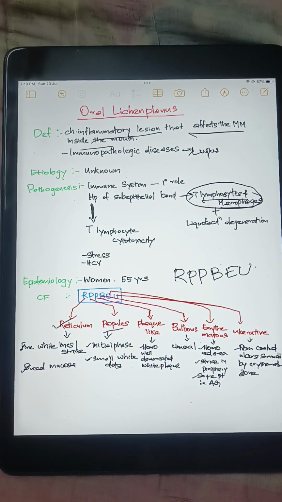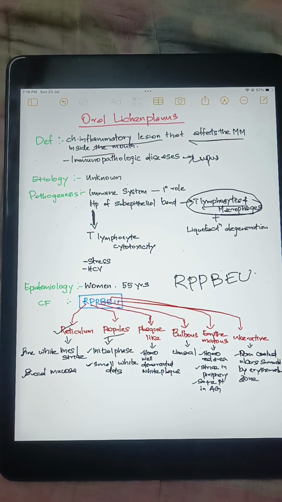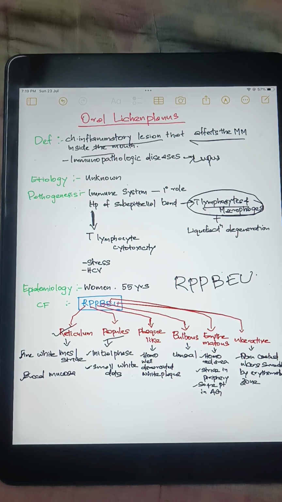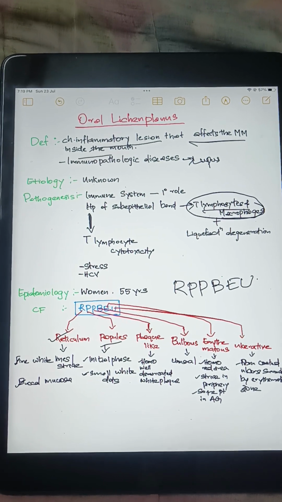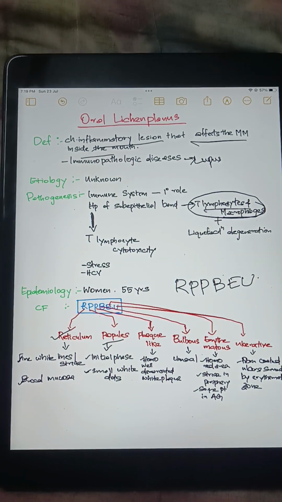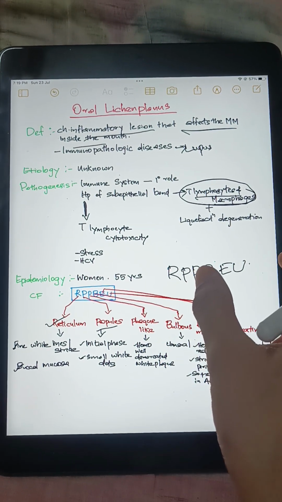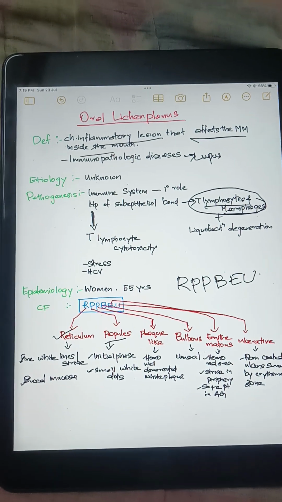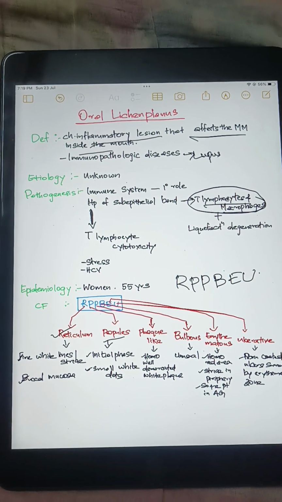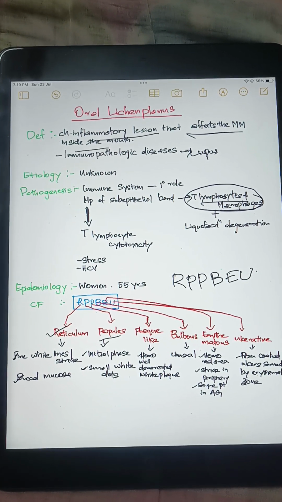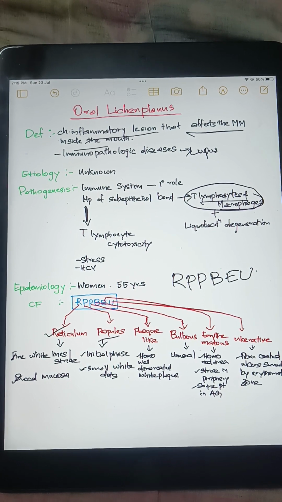This is a chronic inflammatory lesion that affects the mucous membrane inside the mouth, which comes under the category of red and white lesions, specifically under immunopathologic disease. We all know that the other immunopathologic disease is lupus erythematosus, which we will discuss later.